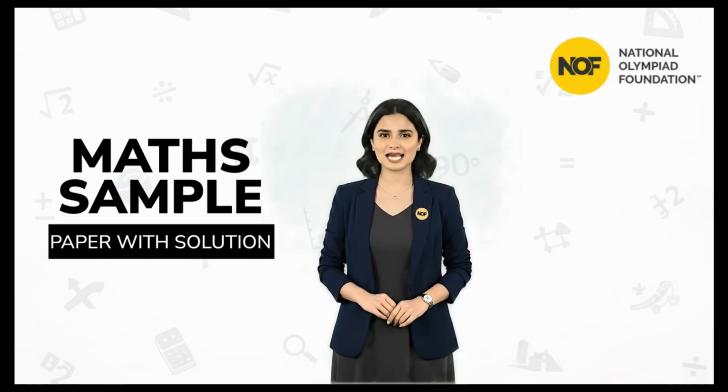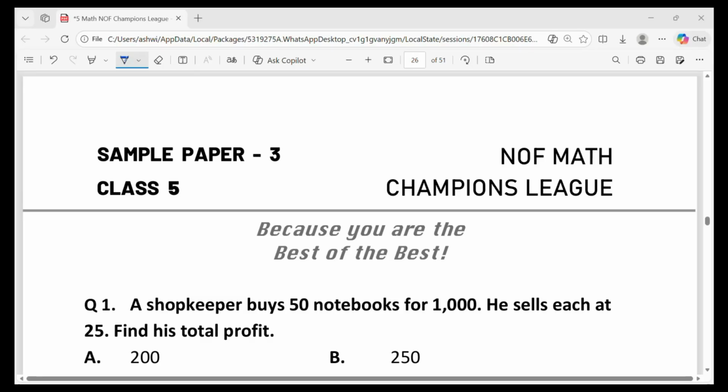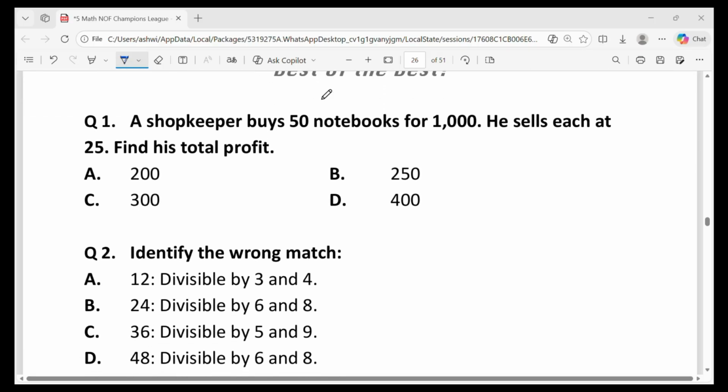Here is your math sample paper with solutions. Sample paper 3, class 5. Question 1. A shopkeeper buys 50 notebooks for 1000. He sells each at 25. Find his profit.